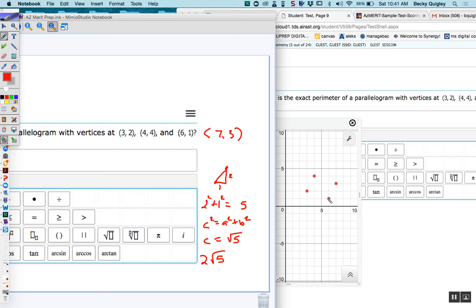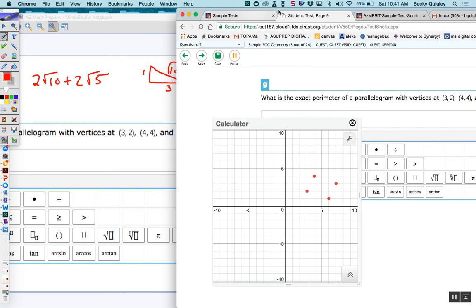And now let's find the distance between these 2 points. So we know 1, 2, 3. We have a slope of 1/3. So we can find this value, again, using the Pythagorean theorem, 1 squared plus 3 squared. So that gives us the square root of 10. And again, we have 2 sides of that length, so 2 square root of 10. So our answer is 2 square root of 10 plus 2 square root of 5.